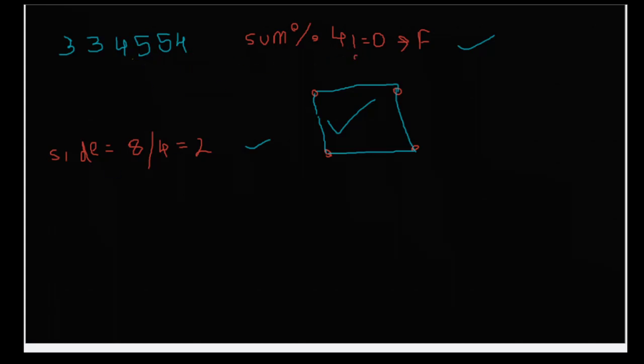Now coming to the length, 24 divided by 4. The sum is 24, divided by 4. That will give us 6. So now each of the sides should be 6, right? Now checking it in a solution, each of the sides should be equal to 6.